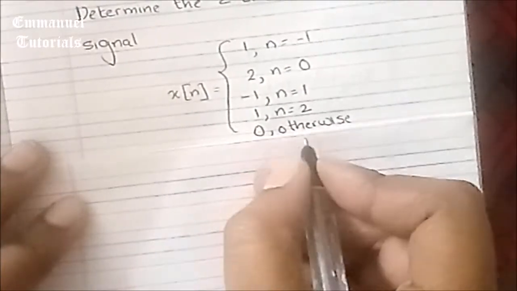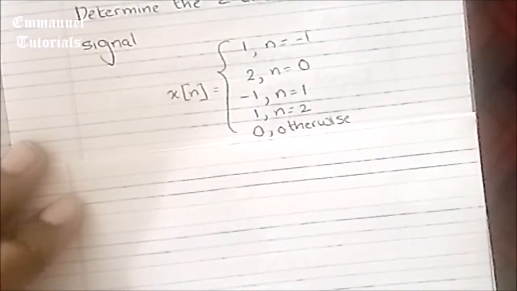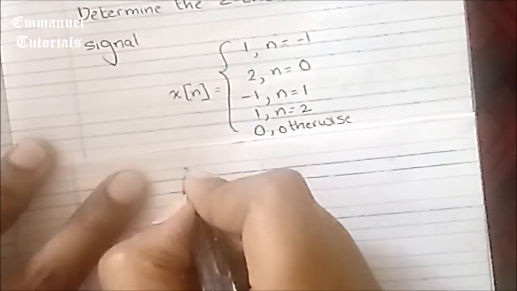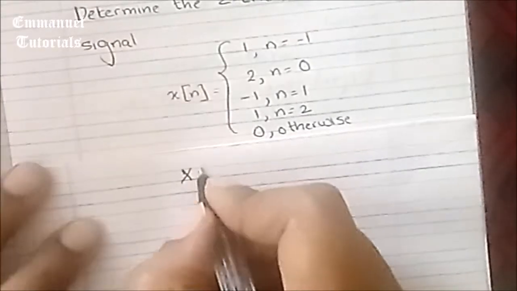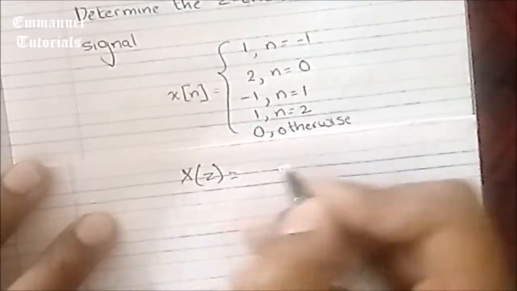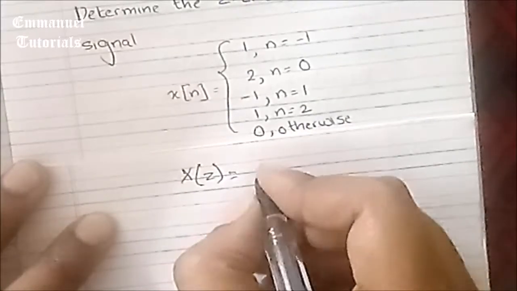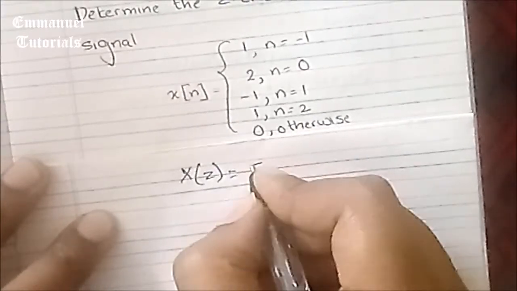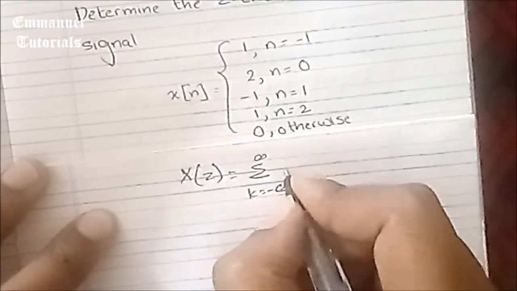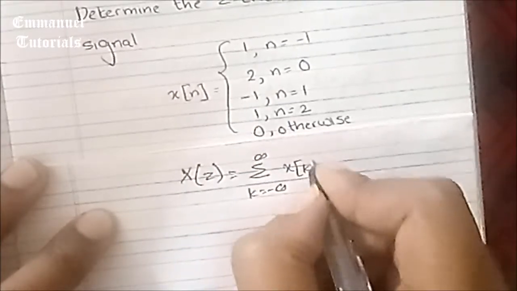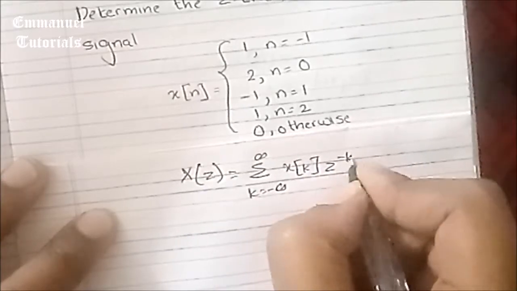Now we have already seen in the previous videos the formula for Z transform. It is given by x of z equal to summation k running from -infinity to +infinity x of k into z raised to -k.